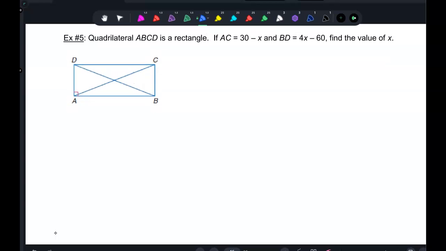Okay, quadrilateral ABCD is a rectangle. AC, all the way across, is 30 minus x. And BD, this whole thing, has to be 4x minus 60. We want to find the value of x. So again, diagonals are congruent. So I'm going to set 30 minus x equal to 4x minus 60.